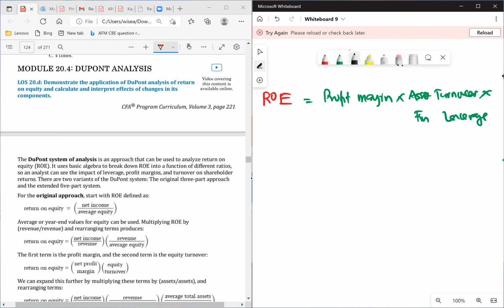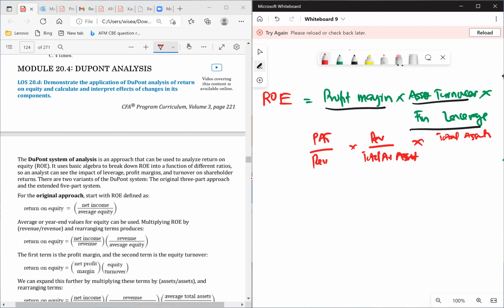So once you have it at the back of your mind like that, instead of trying to put the formula in your head, try to understand what it means. So profit margin definitely is the profit after tax divided by what? Revenue. Then the asset turnover is what? The revenue divided by what? Total assets, total average assets. And then the leverage is the total assets divided by total equity. Good.